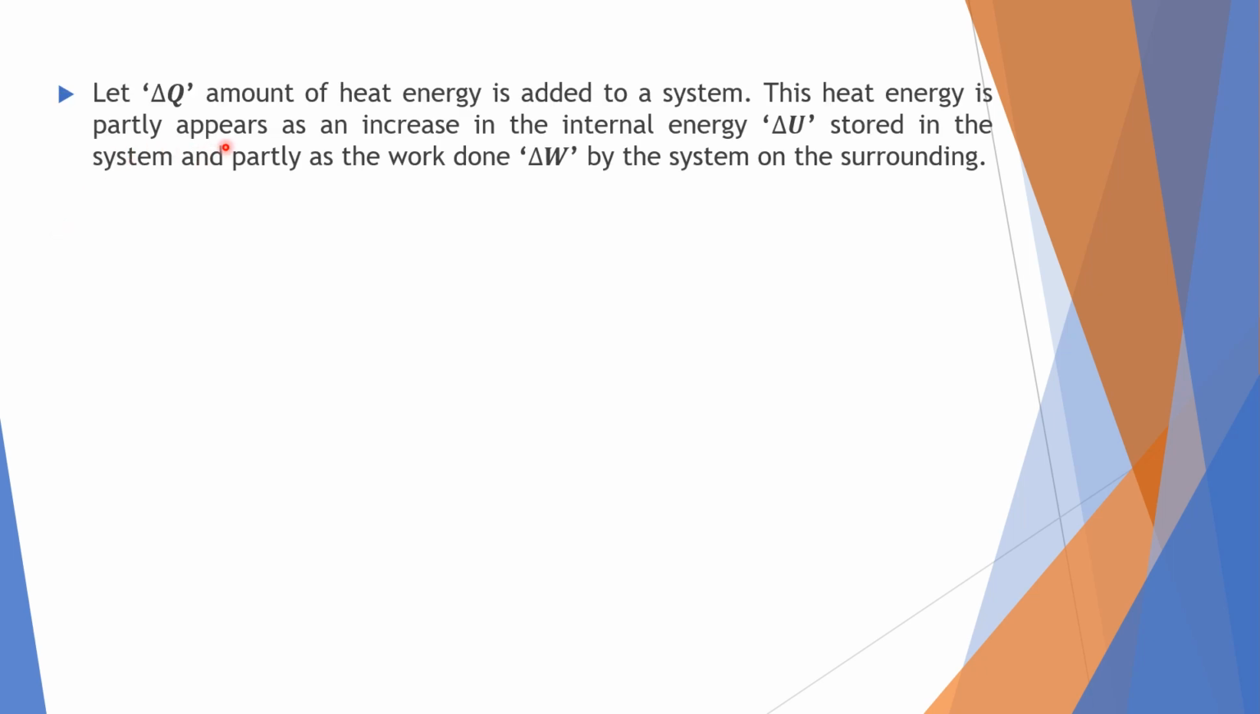So if delta Q amount of heat energy is added to any system, the heat energy partly appears as an increase in internal energy delta U stored in the system, and partly as the work done delta W by the system on the surrounding. So delta Q should be equal to delta W plus delta U, and we know that delta W, that is work done, is equal to P delta V. Delta Q is equal to P delta V plus delta U.